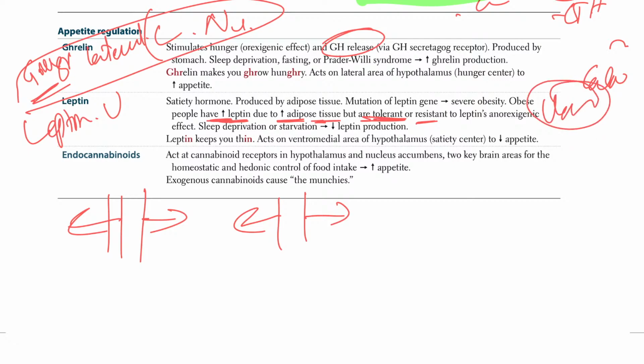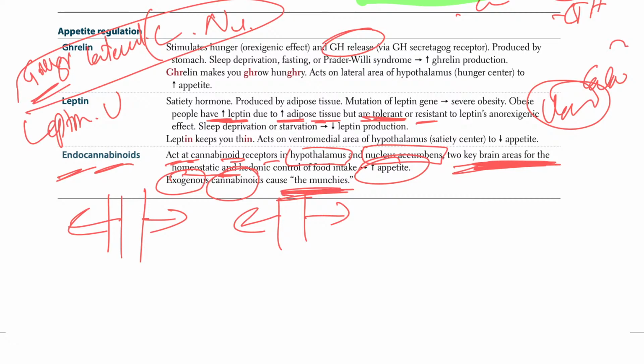The last one here is the endocannabinoids. The endocannabinoids act on cannabinoid receptors in the hypothalamus and the nucleus accumbens, which are two key areas of homeostatic and hedonic control of food intake, which causes an increase in appetite. Exogenous cannabinoid causes the munchies. Okay, it causes the munchies.